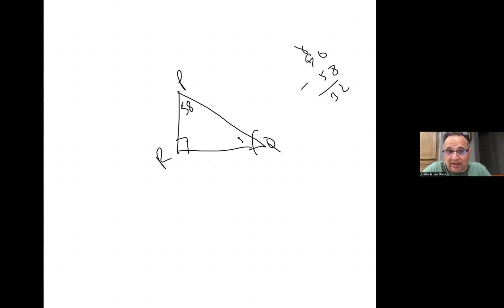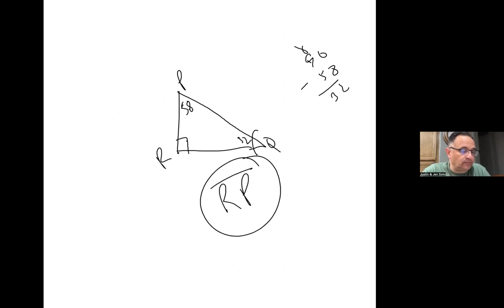Since 32 is less than 58, 32 is the smallest angle. Angle Q is the smallest angle. Since angle Q is the smallest angle, PR or RP, either one, is going to be the smallest side, or the shortest side. All right. Why don't you try number 9, and I'll lay it out for you there as well.